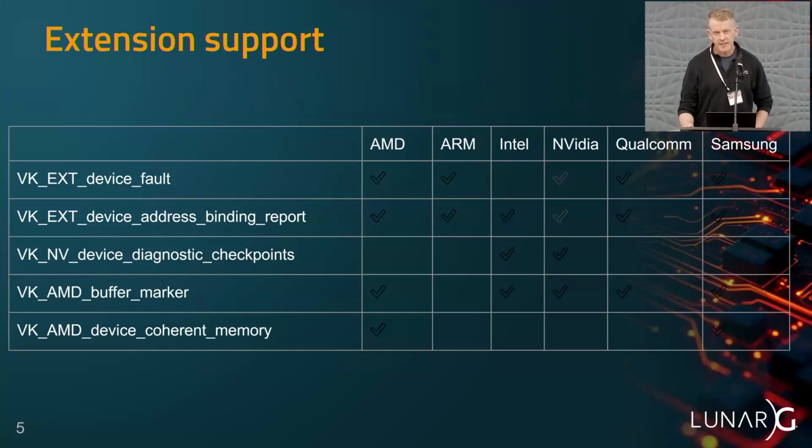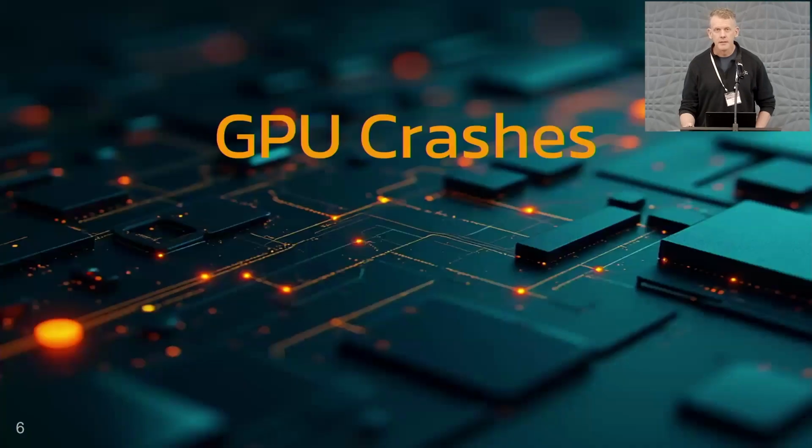The NV device diagnostic checkpoints and AMD buffer marker are breadcrumbs or checkpoints, and those tell you where in the command stream the GPU reached before it crashes. And then AMD device coherent memory is a way to avoid GPU caches when writing out buffer markers so that you get better information after a crash when your caches might not get flushed. And all of these are getting more widely supported. And hopefully there'll be more extensions over time that we can add support for that work on a lot of devices. So let's talk a little bit about what happens when your GPU crashes.